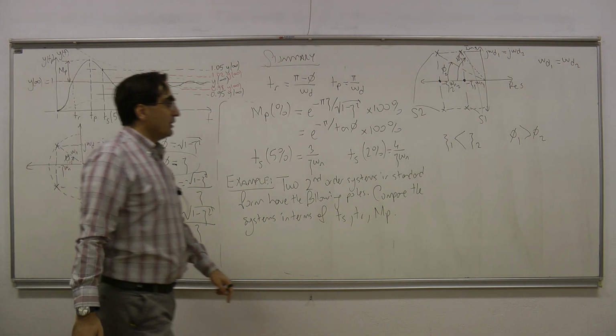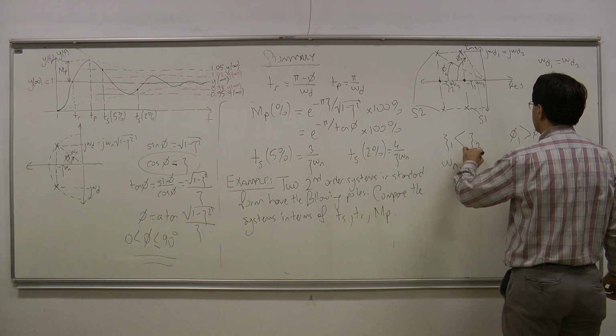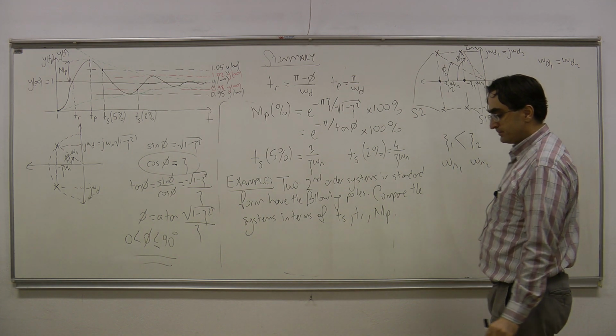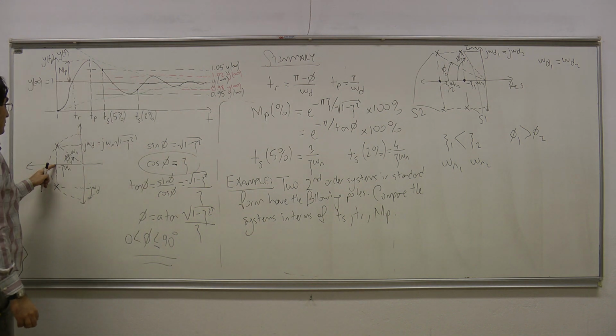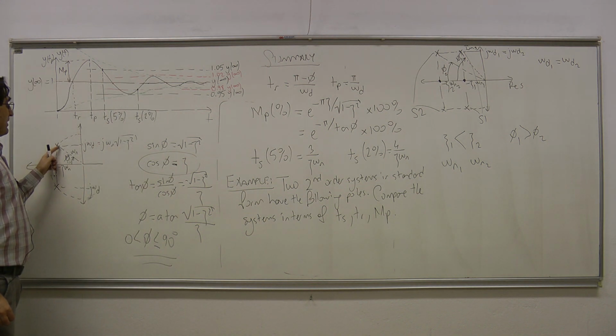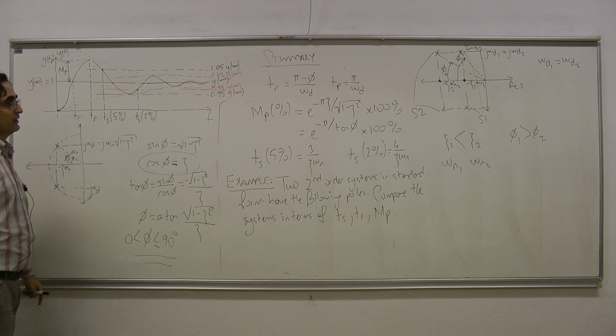So what about the undamped natural frequencies of these systems, omega n1 and omega n2? Remember, when I look at the pole positions, omega n was the distance of these poles to the origin. This distance is always equal to omega n. That is what the radius of this circle is. The distance of these poles for the underdamped systems is omega n.